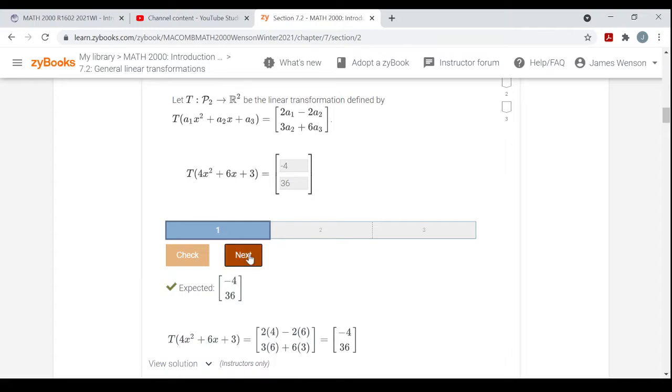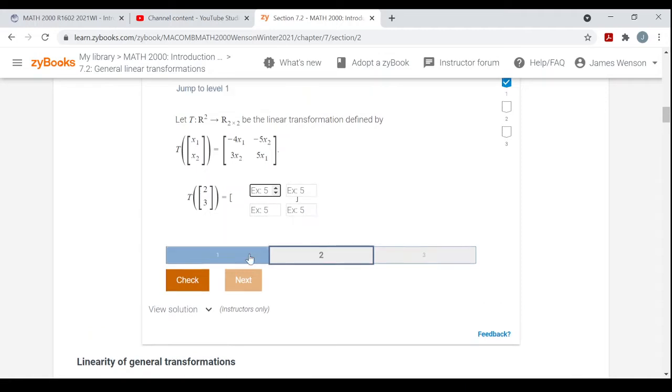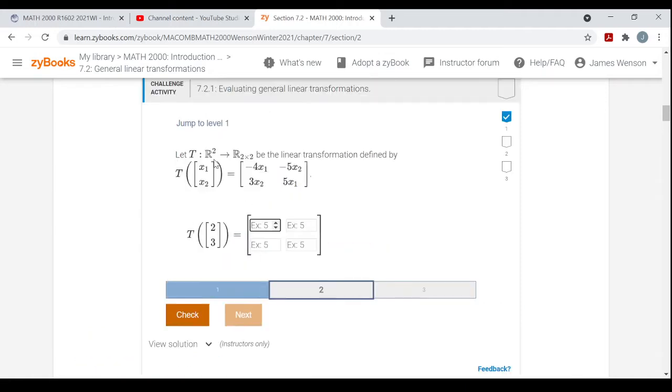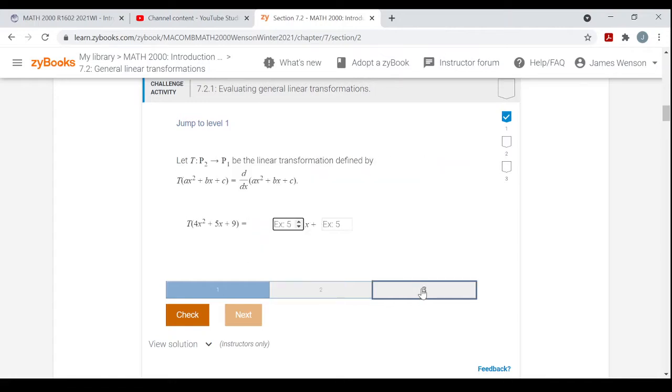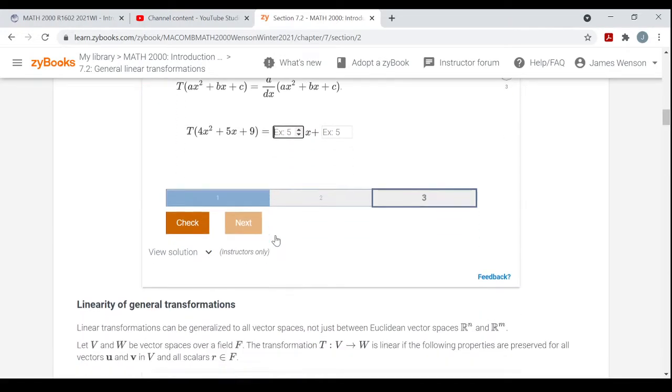And then I believe all levels are like this, where you have an input from some vector space, so here the input is from R2, the output is a 2 by 2 matrix, right, from R2 by 2. And for the third level, it's that derivative transformation again. So again, should be relatively simple to evaluate.